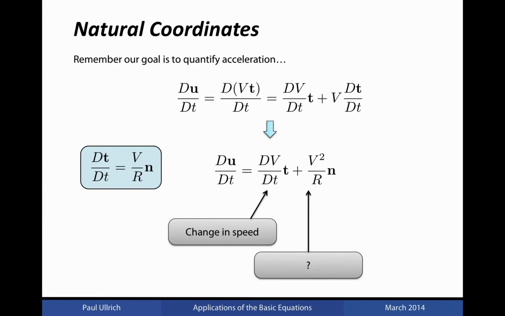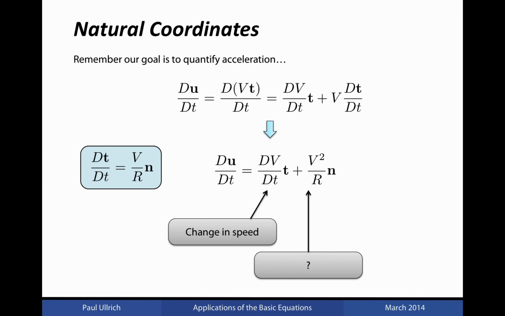Okay, so remember our goal was to quantify the acceleration. We wrote down our expression for the acceleration of the fluid parcel using the material derivative of the velocity vector. We wrote that out using 2 terms, one of which is the acceleration in the direction of the fluid flow, and another one which is associated with the curvature of the fluid flow, or the adjustment in the direction of the tangent vector. However, from our previous derivation, we now have that the material derivative of the tangent vector can be written more simply as V over R times the normal vector.